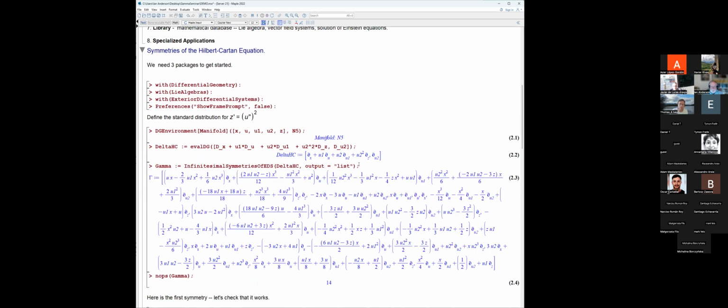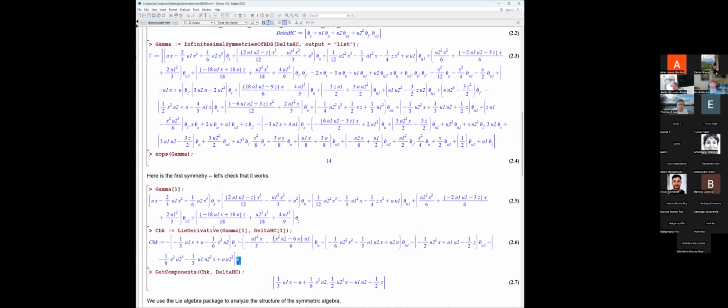So here we have our distribution. The command infinitesimal symmetries of EDS is one of the commands that people like a lot in this package. Boom. Very quickly calculates all the symmetries of this differential system. It turns out that there are 14 symmetries. So here are the vector field symmetries. Let's look at one of them in some detail. So here's the first one here. That's a pretty complicated vector field.